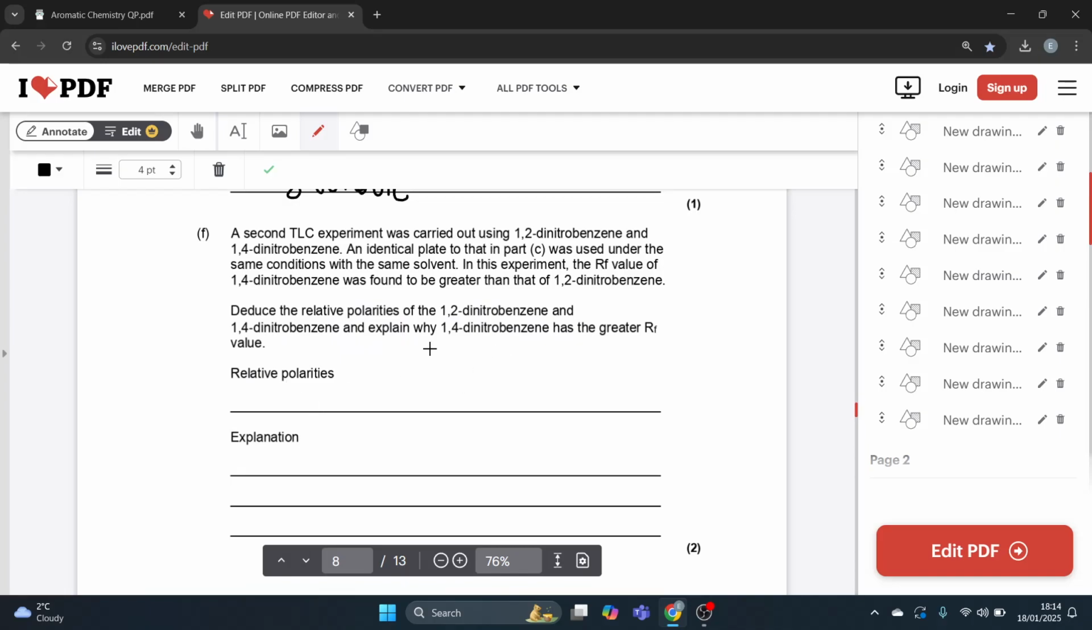Deduce the relative polarities of 1,2-dinitrobenzene and 1,4-dinitrobenzene and explain why 1,4-dinitrobenzene has a greater Rf value. So the relative polarities, well, the idea is 1,2 is more polar. 1,2-dinitrobenzene is more polar.